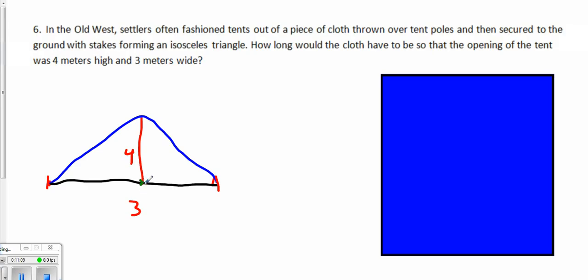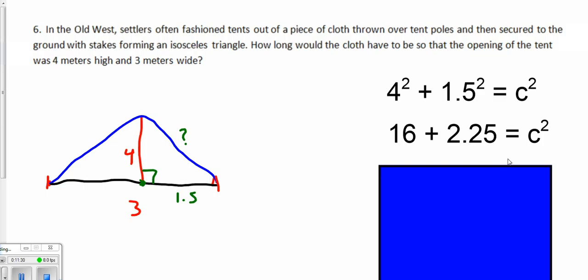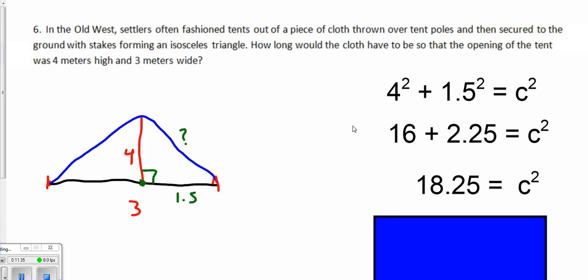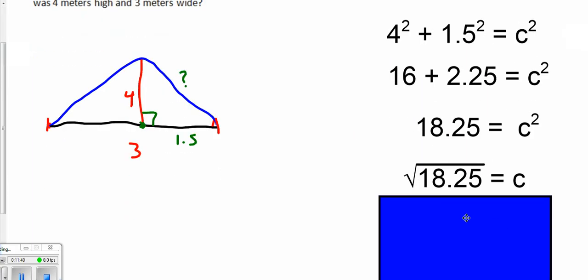So if we were to stop right here, make a right triangle on this side, if the whole thing is 3, then just this half would be 1.5. Now we can find this half over here of our cloth. So we would plug everything in and say 4 squared plus 1.5 squared equals c squared. So 16 plus 2.25 equals c squared. So 18.25 equals c squared, which means in the end that the square root of 18.25 equals c.